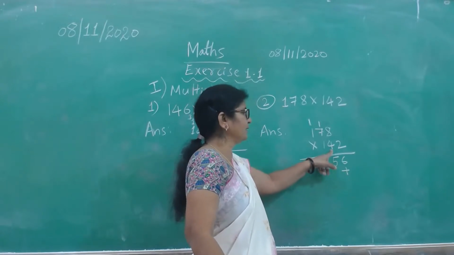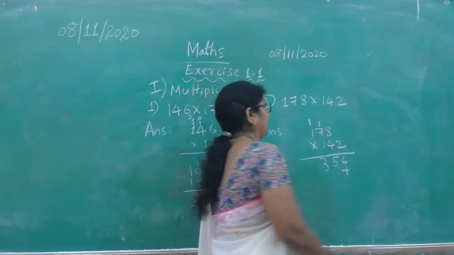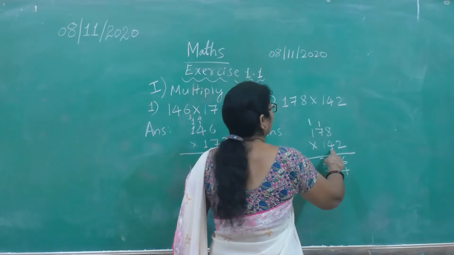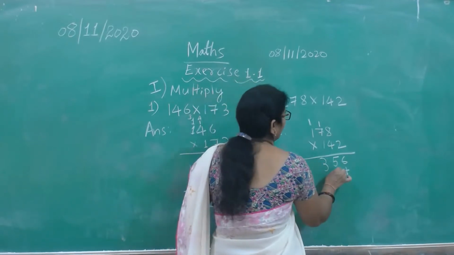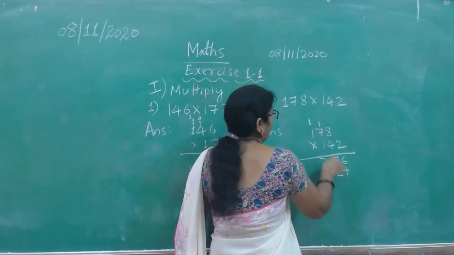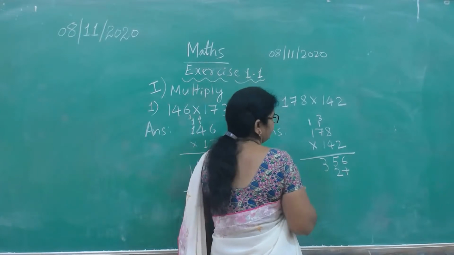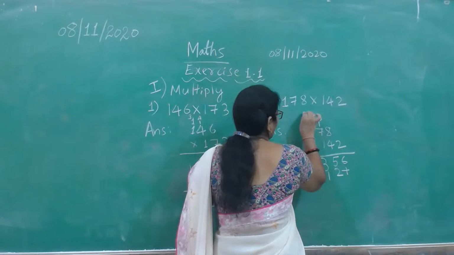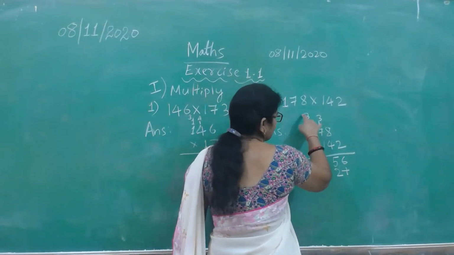Why? Because now the multiplier digit is in the tens place. You are taking the tens place to multiply. 4 8s are 32. 2 carry 3. 4 7s are 28, 29, 30, 31. Carry 3. 4 1s are 4, 5, 6, 7.